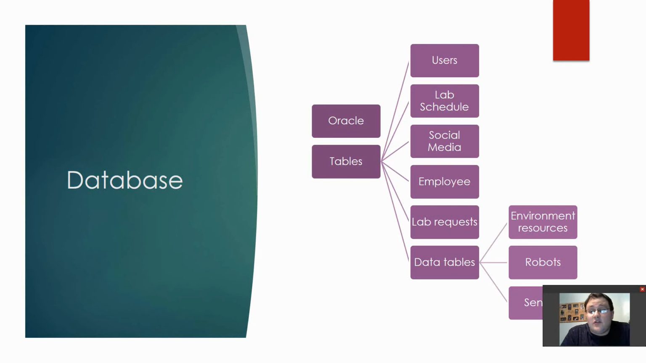So we used an Oracle database, and for the tables, we had a couple: the users table, the lab schedule, the social media, the employee, the lab requests, and then we had 3 data tables: the environmental resources, the robotics, and the sensors. The data tables just would contain a list of all resources out there with some ID. For the lab request, when I was taking the e-commerce class, I took that idea where each lab request would have certain fields. They all have IDs. Users have IDs, names, passwords, and the passwords are encrypted.